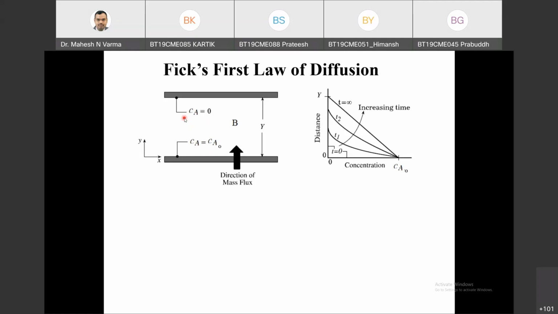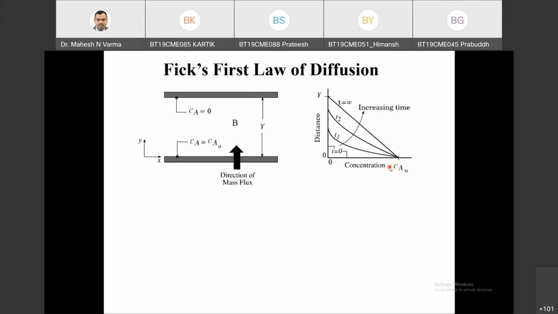This case is similar to the previous one, and this figure also looks similar to the previous case. The only difference is that here concentration is changed. In the first case it was velocity, in the second case it was temperature, in the third case it is concentration. So whatever the role of velocity in momentum transfer, the same role is played by temperature in heat transfer, and the same role is played by concentration in mass transfer.